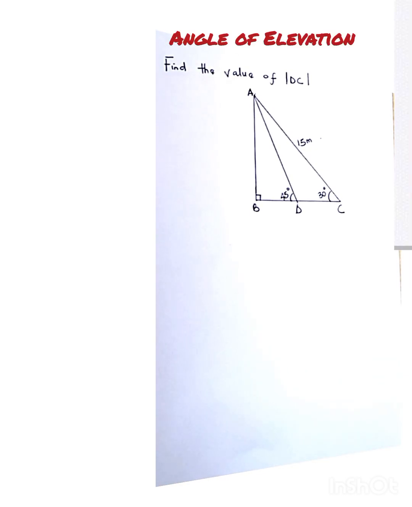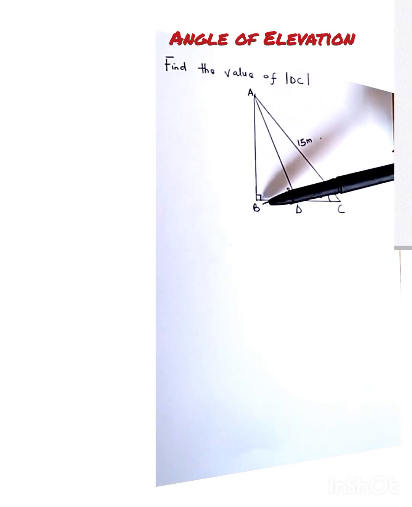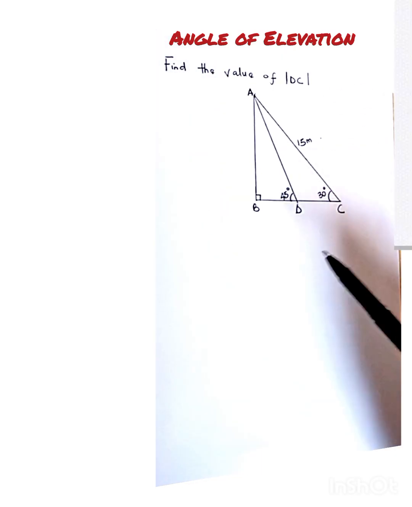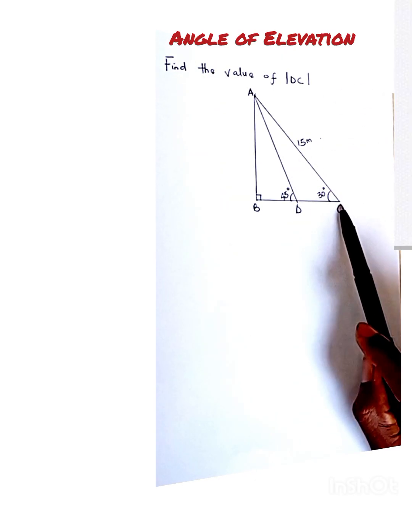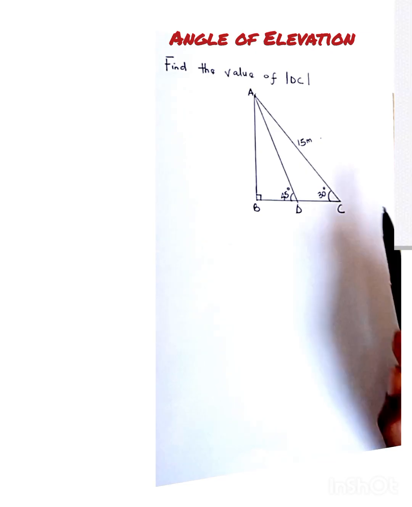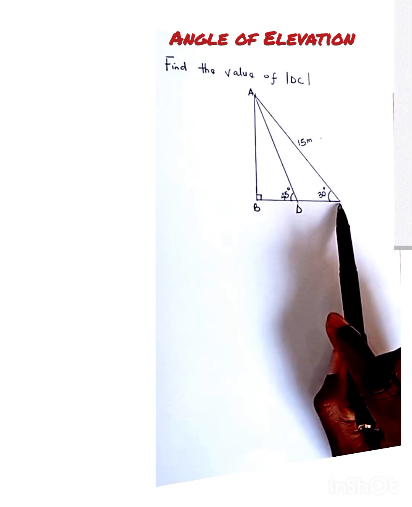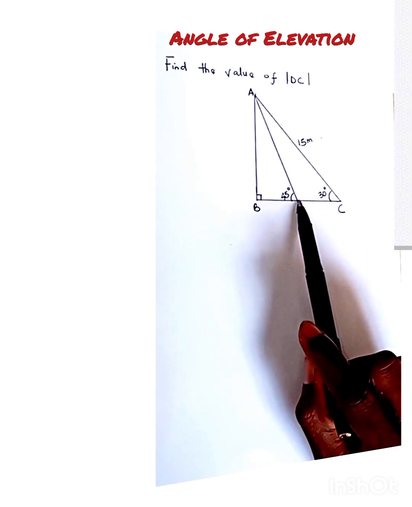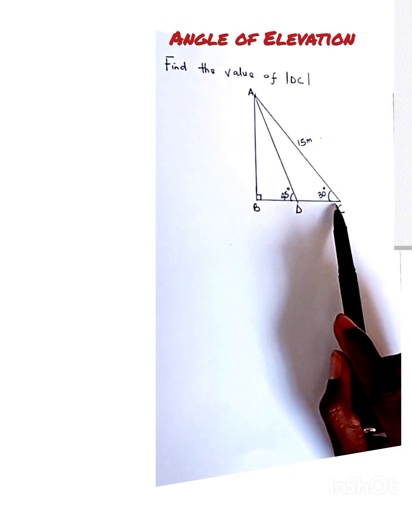Here we have an equation: find the value of line DC in this figure, in this shape. Now we have a triangle here, A, B and C. Then we are looking for how to get the value of line DC, right? Seeing that line BC is line BD plus line DC, I'm looking for this distance here, DC. So how do I go about this?